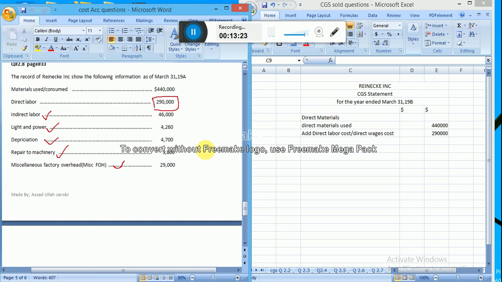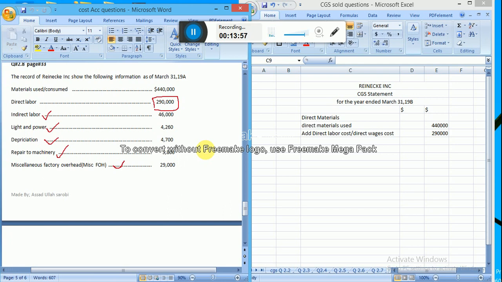Light and power. Light is that electricity which we use in the office, and power is that electricity which we use in machinery. Clear? So automatically we pay the bill. So light and power is an indirect cost. Similarly, depreciation is also an indirect cost.